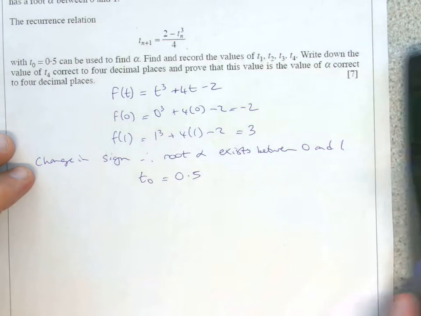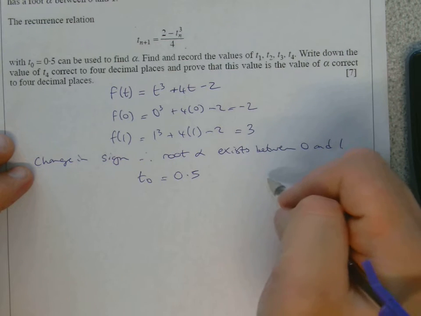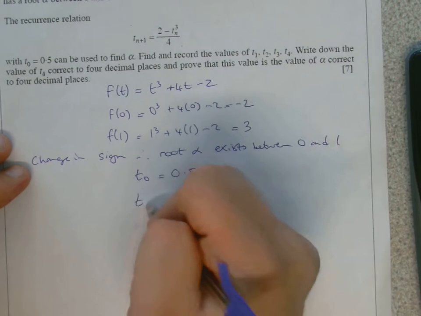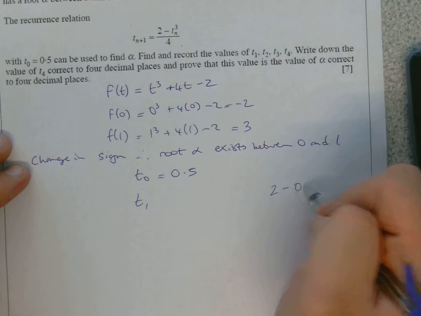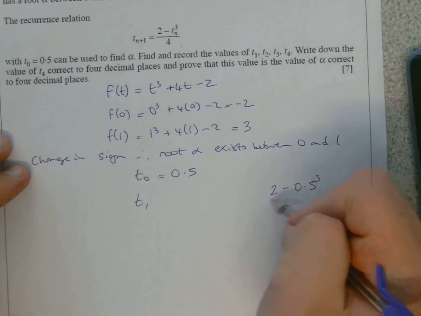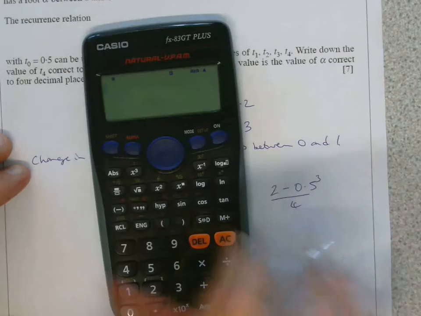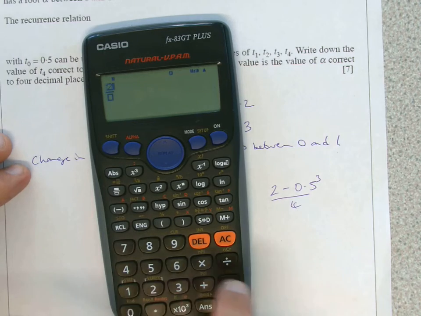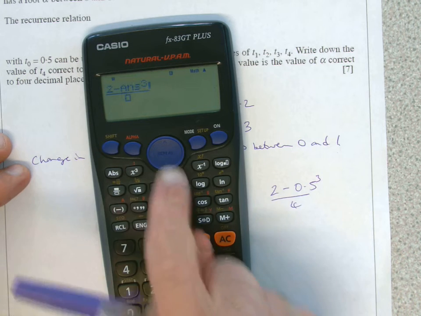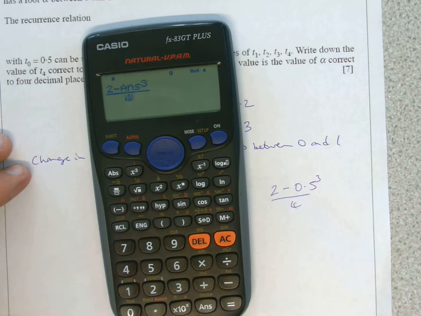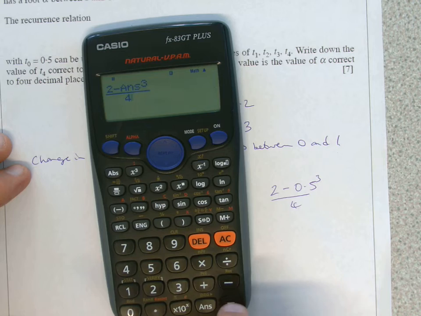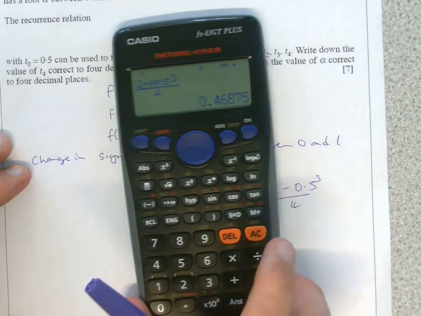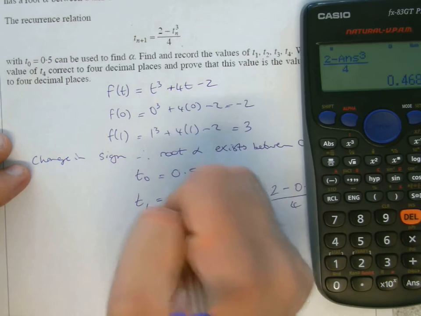And what I'll do then is set up the formula on the calculator, but for t1, instead of writing 2 take away 0.5 cubed over 4, instead of typing that in, I'm going to type in 2 take away Ans cubed, over 4. So if I do that, of course, the Ans we know now is 0.5, and it'll give it to me as 0.46875, so I can write that down.